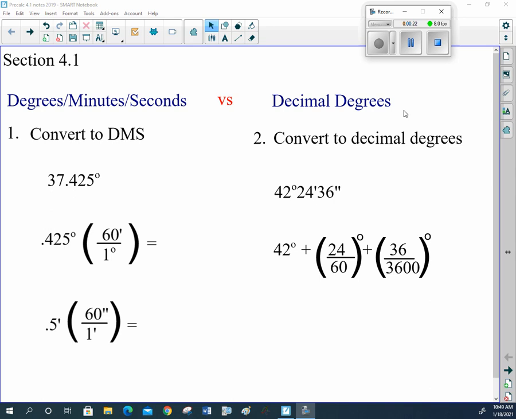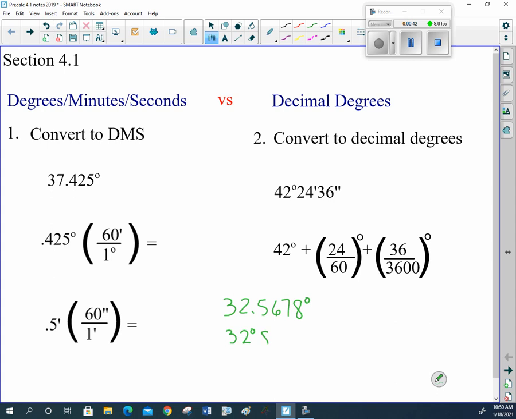versus decimal degrees. So decimal degrees is when you actually write it as a decimal, like 32.5768, whatever, and then you just put a degree symbol. And then degrees, minutes, and seconds would be something like 32 degrees, 8 minutes, and 53 seconds. I'm just making that up. Okay, so the 1 slash represents minutes, 2 slashes represents seconds.